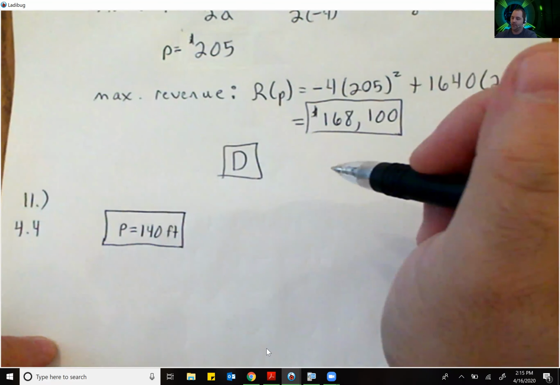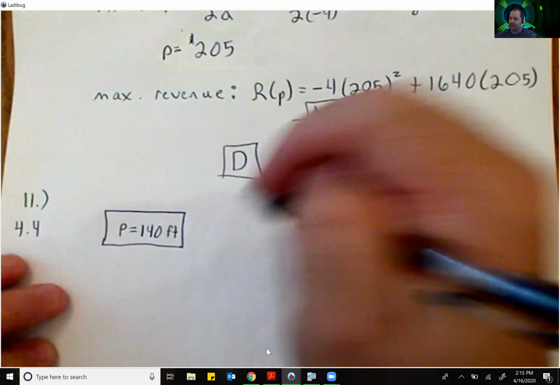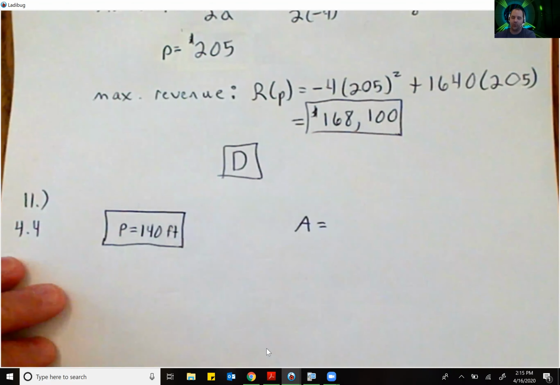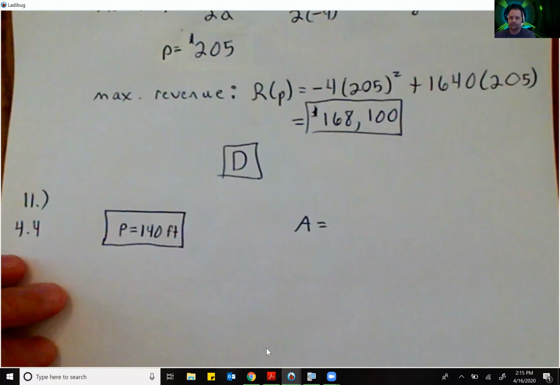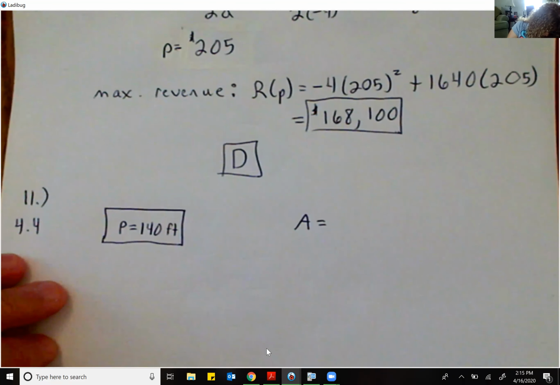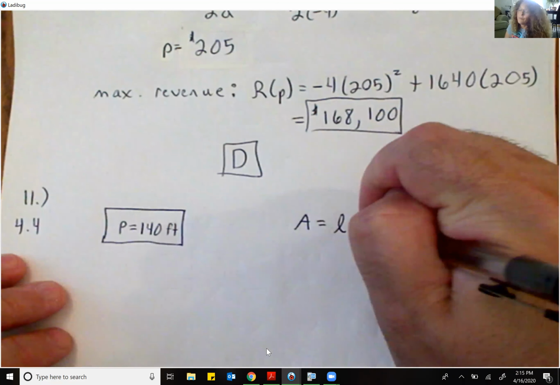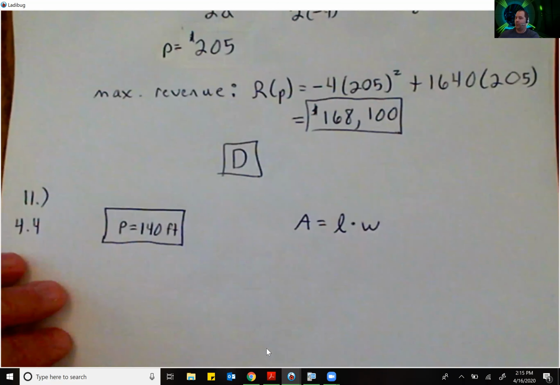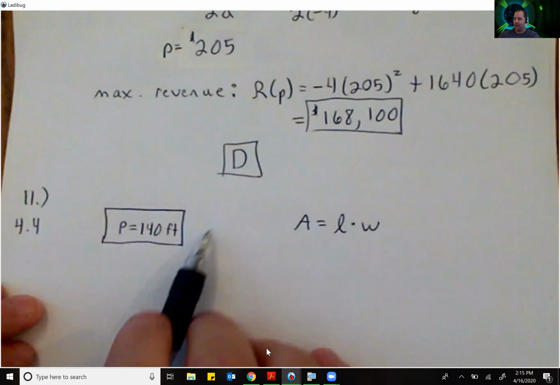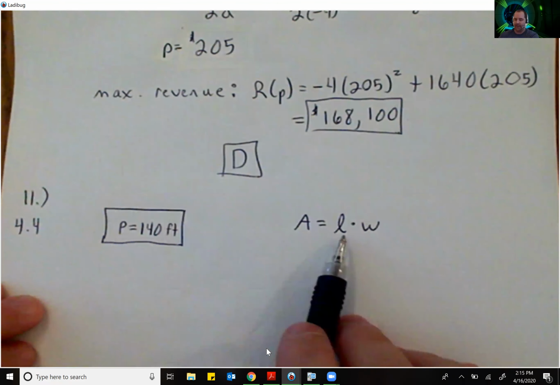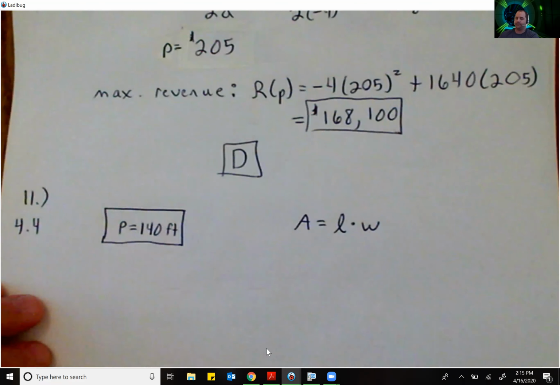In order to maximize area, what is the area formula for a rectangle? Area equals length times width. All right, so we need to know the length and the width of this. And once we know the length and the width, we can plug it in and figure out what we need.